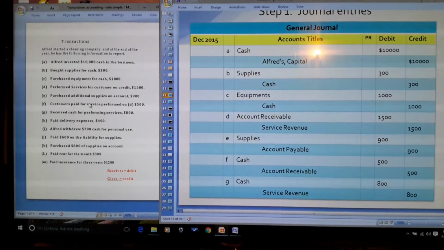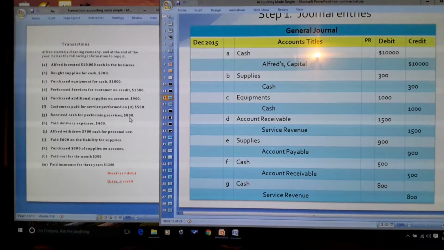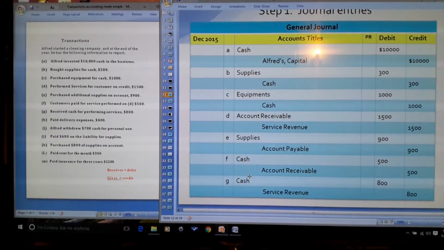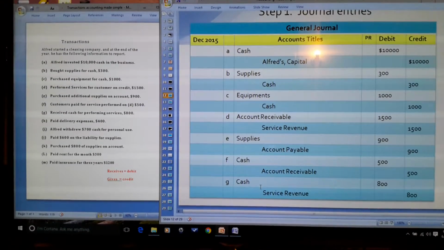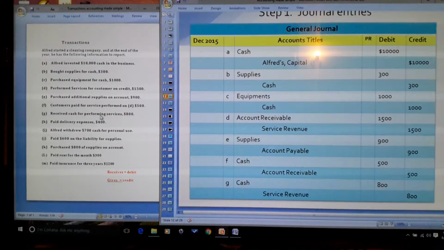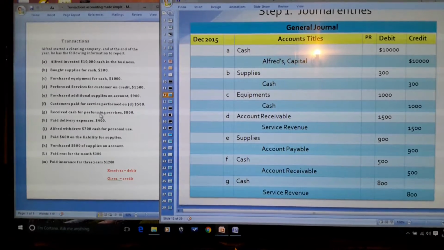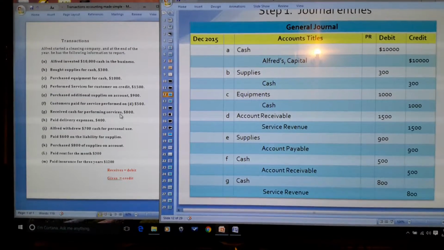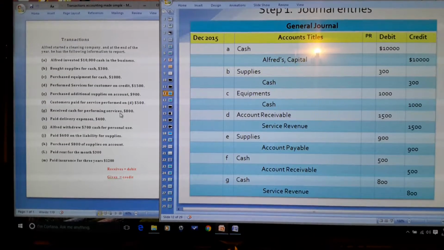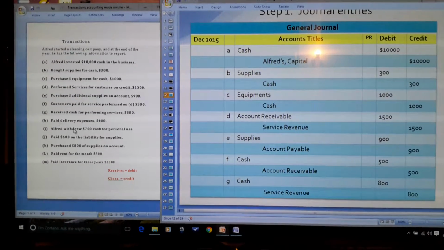You go to your next one, G. It's receive cash for performing service. You perform a service for a customer, and this time the customer pays you cash. So since you're receiving cash, you debit cash and you credit service revenue. Please note that anytime you see perform service, reflect yourself to revenues. Whether it's commission fees or revenue fees or service revenues, please pay attention to that.